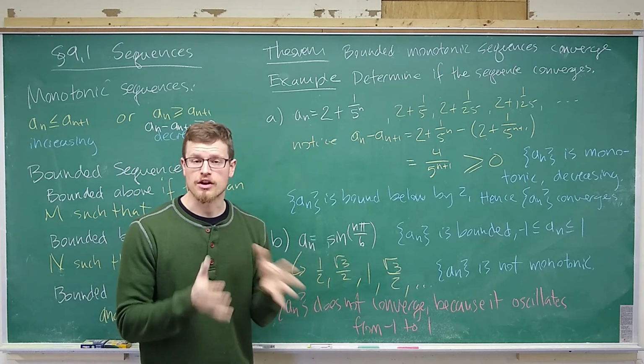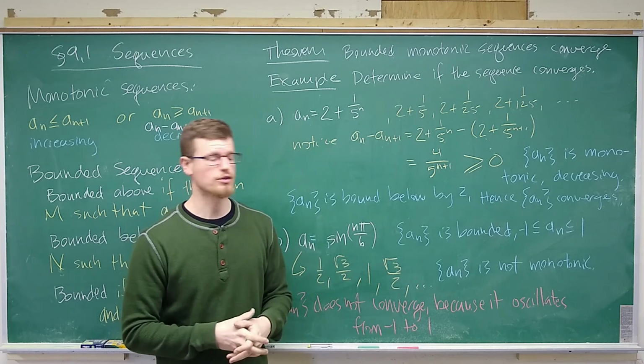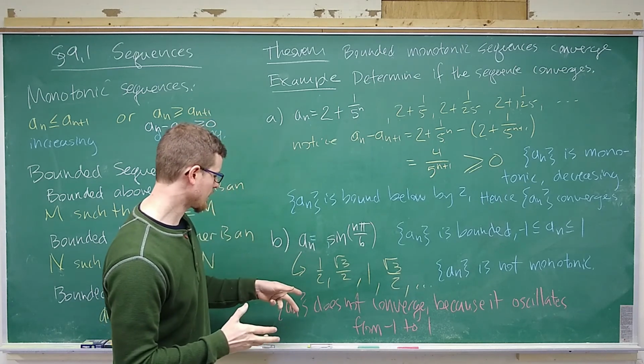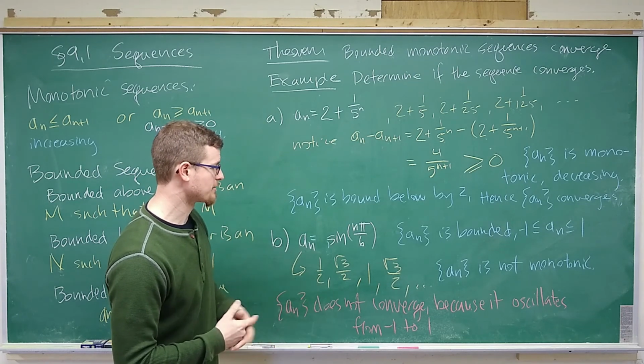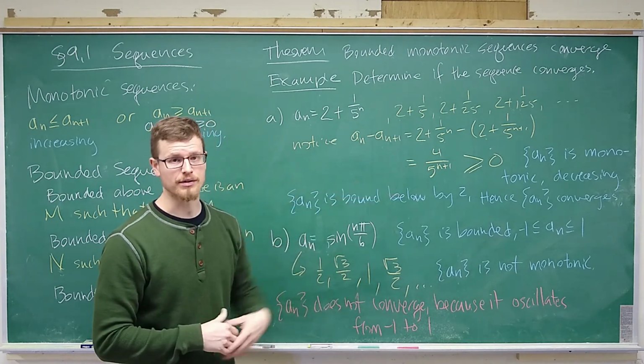So we don't conclude that it doesn't converge because it's not monotonic. That doesn't mean anything. There are sequences that are not monotonic that do converge. So we want to be careful about that. In this case, it does not converge because it oscillates from -1 to 1 forever.